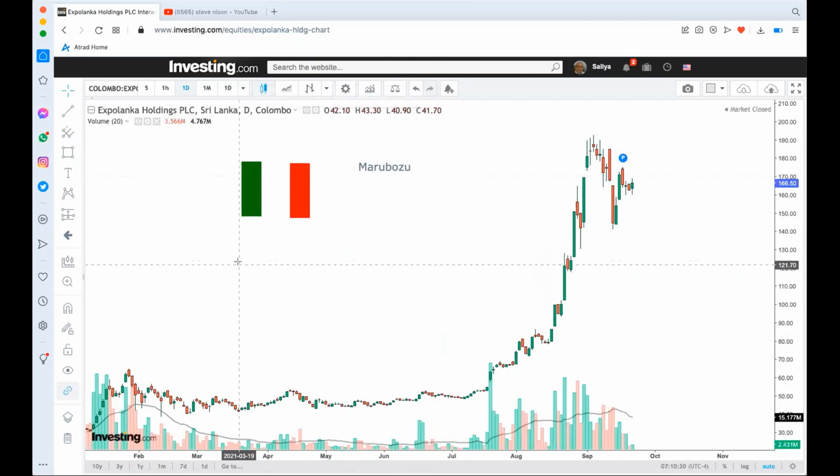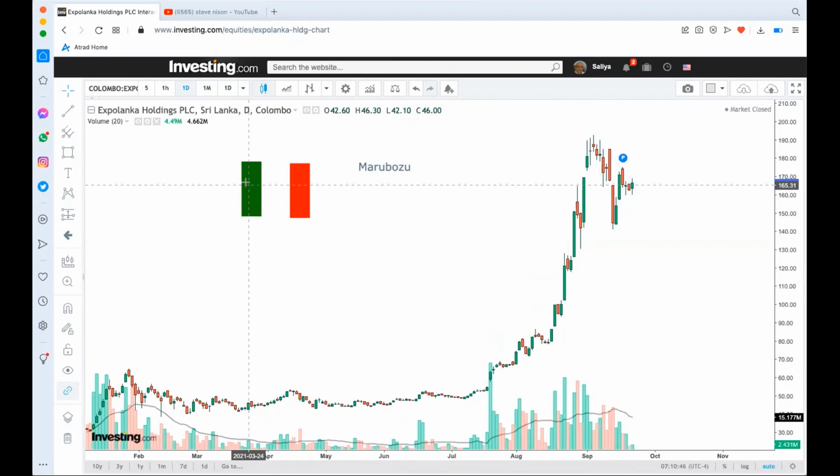A marubosu candle has a full body. Remember, when we were discussing the candles, you can see the shadows, the wicks up and down. In the case of a marubosu candle, you don't see the wicks. It's only the body that you can see. It's a full-bodied candle.